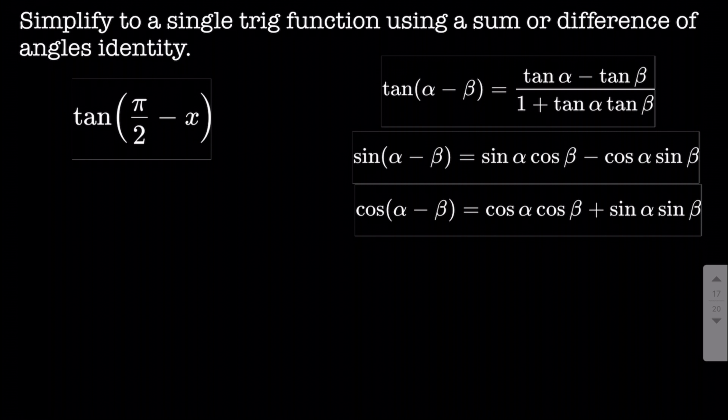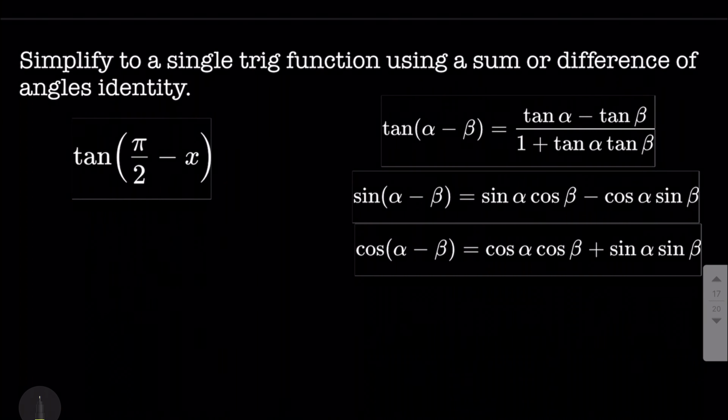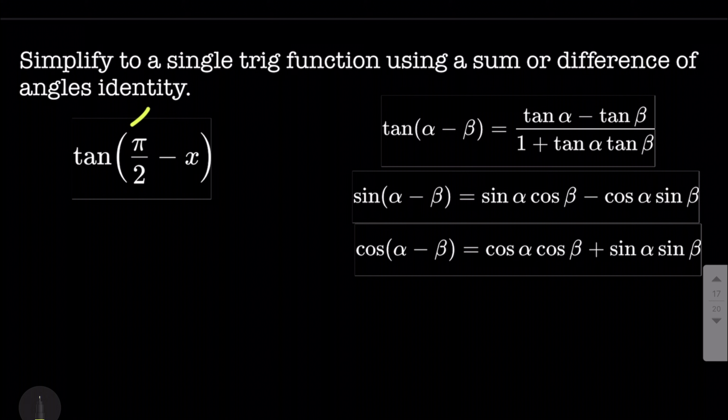Okay, our goal on this is to simplify the tangent of pi over 2 minus x using a sum or difference formula, one of these identities that's listed over on the right-hand side. So I think most of our first inclinations are just plug in, right? This is going to be our alpha, this is going to be our beta. Let's plug into that top formula and see what it looks like.